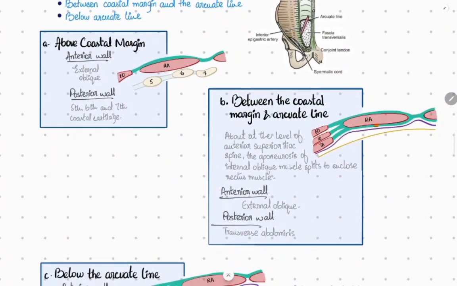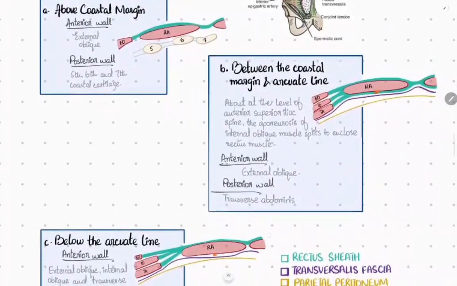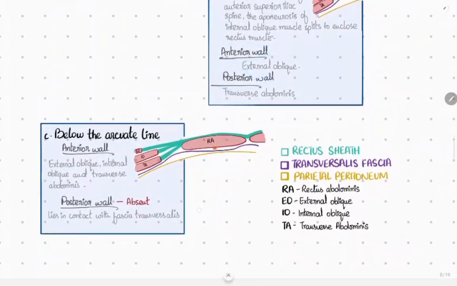At the second level, between the costal margin and arcuate line, the aponeurosis of internal oblique splits into two laminae and encloses the rectus abdominis completely. The anterior wall is formed by the external oblique and internal oblique, and the posterior wall is formed by the internal oblique as well as the transverse abdominis. The anterior lamina forms the anterior wall, and the posterior lamina of internal oblique forms the posterior wall.